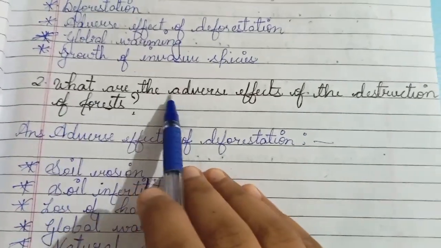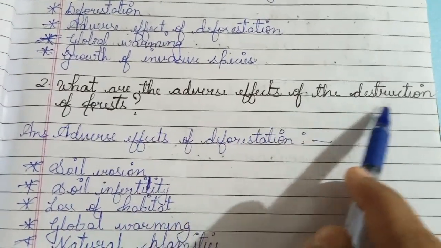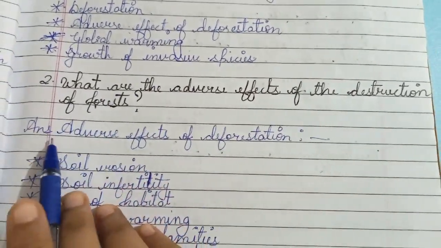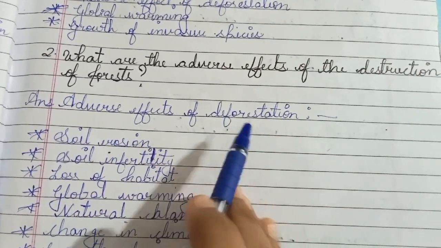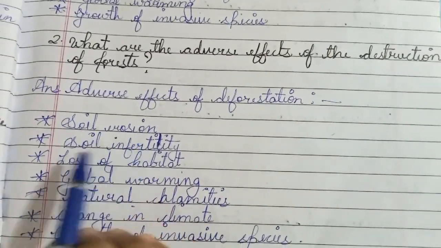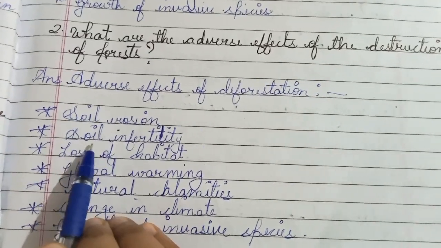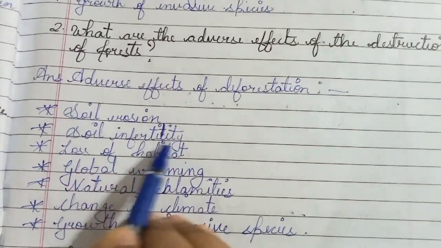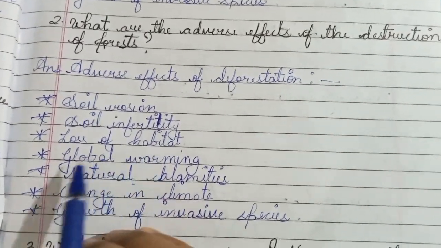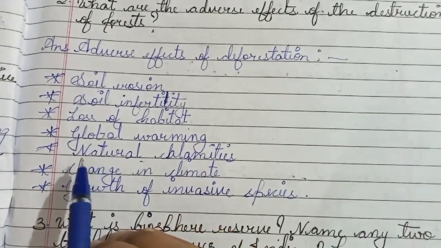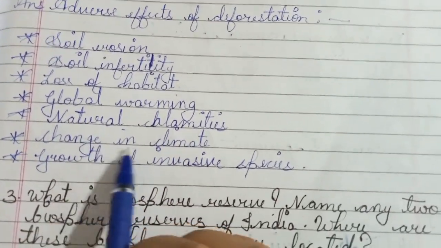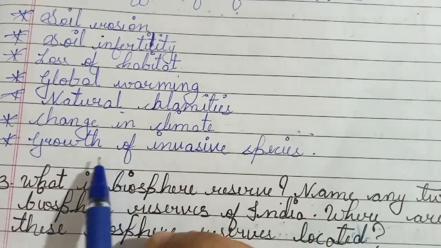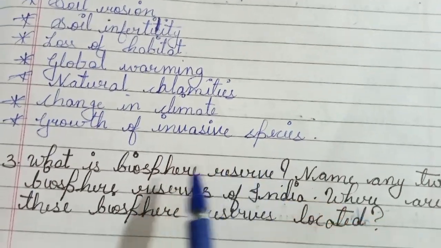Second, what are the adverse effects of the destruction of forest? Answer. Adverse effects of deforestation. First, soil erosion. Second, soil infertility. Third, loss of habitat. Fourth, global warming. Fifth, natural calamities. Sixth, change in climate. Seventh, growth of invasive species.